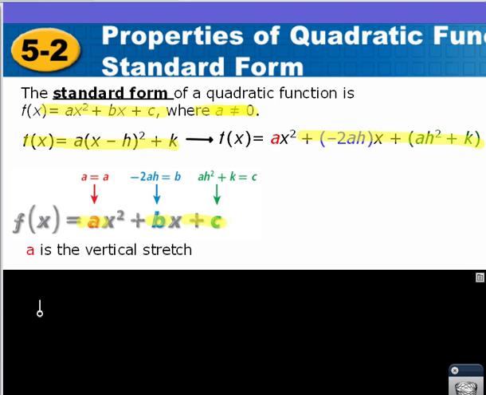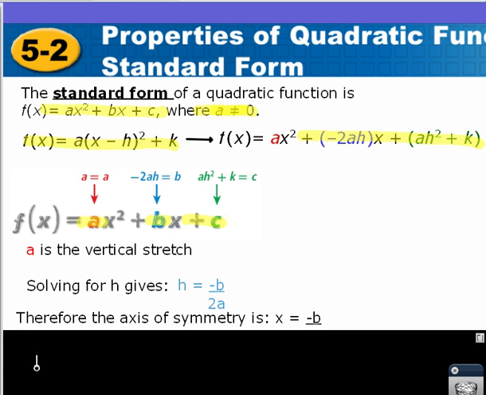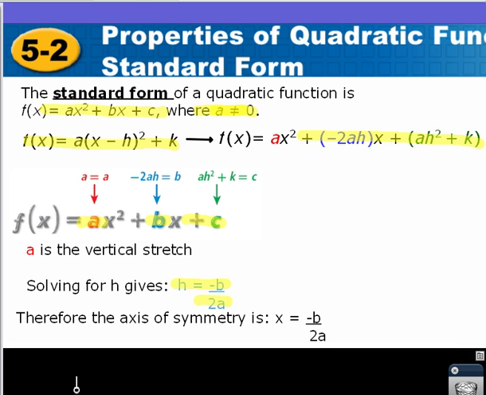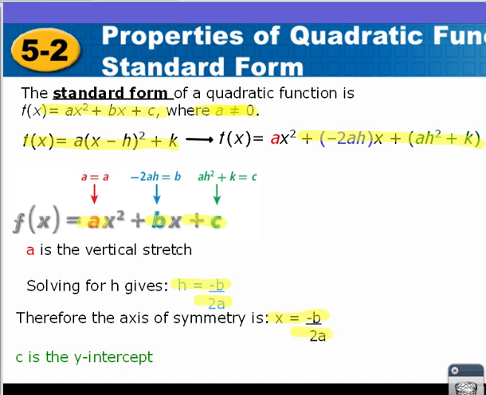A is still our vertical stretch. By solving for h, we get that h is equal to -b over 2a. And remember, in vertex form, our axis of symmetry is x equals h. That means in standard form, our axis of symmetry is x equals -b over 2a. C is our y-intercept. We're going to use these to solve problems and graph.